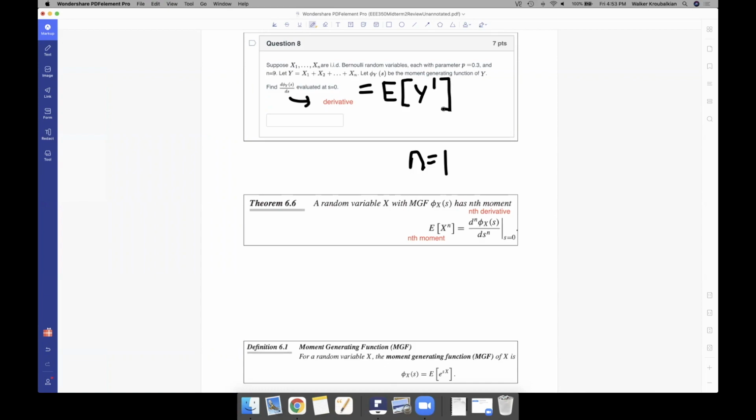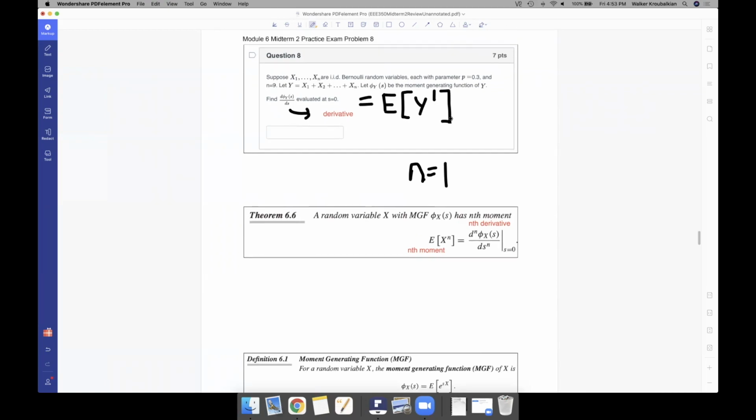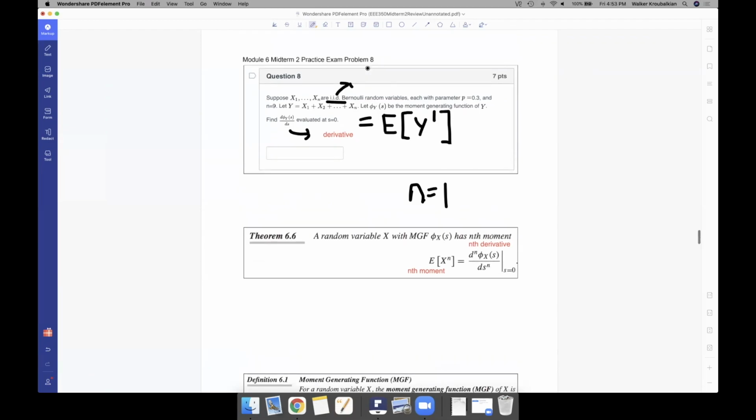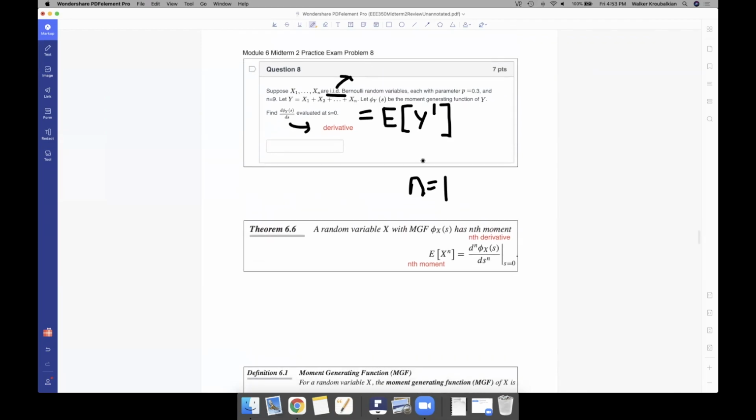A sum of Bernoulli random variables is binomial, right? Yes, that is correct. If the Bernoulli random variables are identical, which they are in this case because we're told it's IID. All right. So we just want to find the expected value of y, right? Because the first derivative of the moment generating function is just the expected value. So E of y.